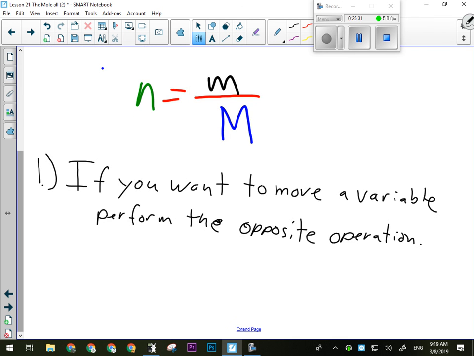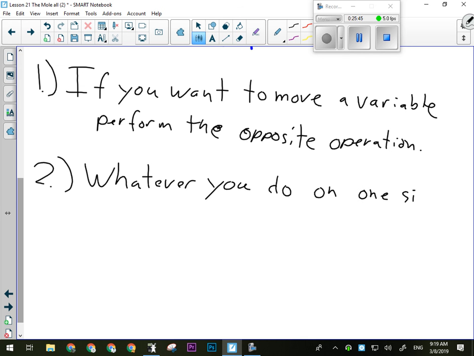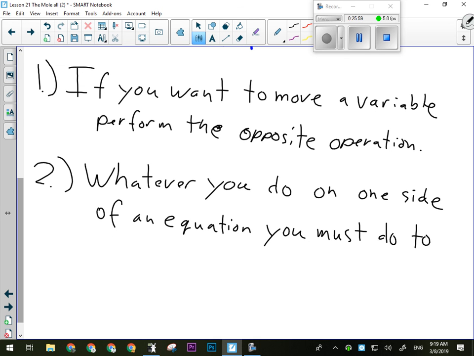Okay, the second rule always happens right after the first rule. Whatever you do to one side of the equation, you must do to the other. It's the golden rule of algebra.